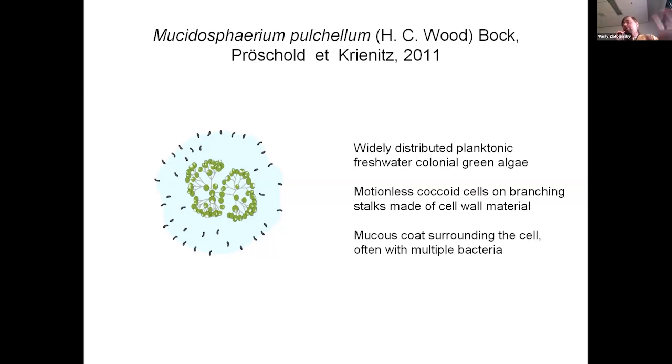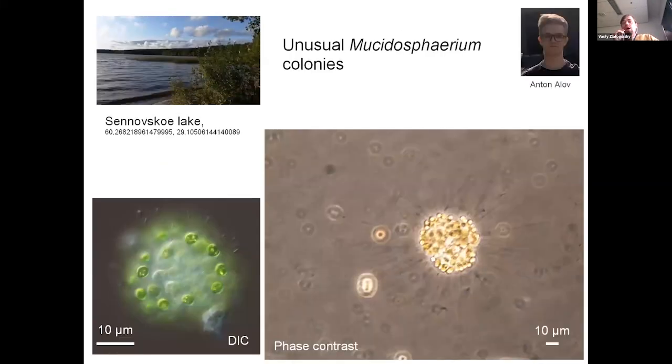These are widely distributed planktonic freshwater colonial green algae, which are represented with small coccoid, chlorella-like cells sitting on the branching stalks, which are made of cell wall material. And the whole colony is surrounded with a transparent mucus layer, which is often invisible, but has many bacteria attached to it.